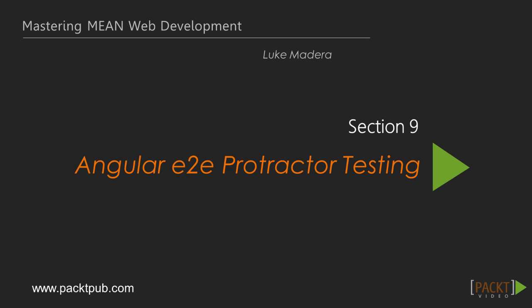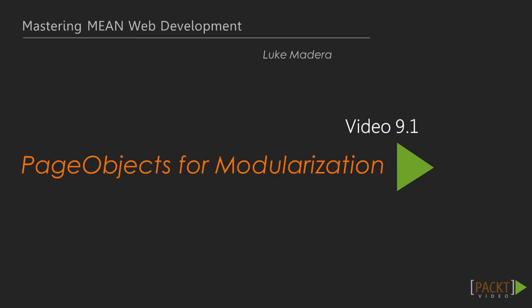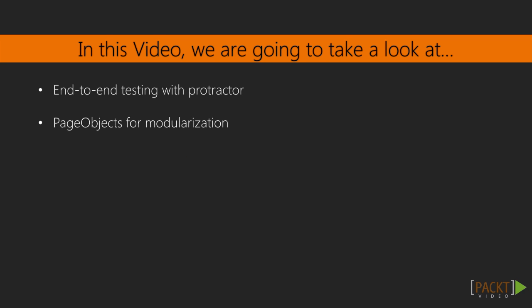In the last section, we went over building a new Node backend API route. In this video, we're going to start going over Angular end-to-end tests with Protractor, starting with going over PageObjects.